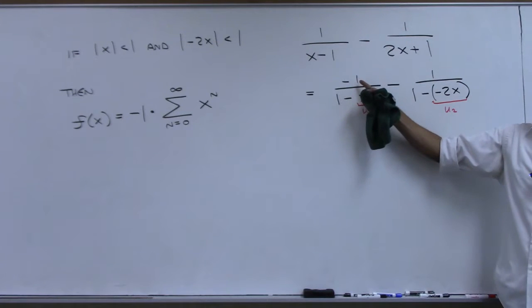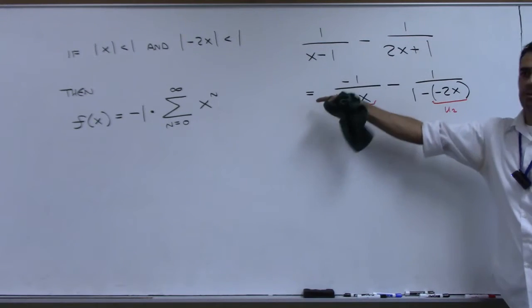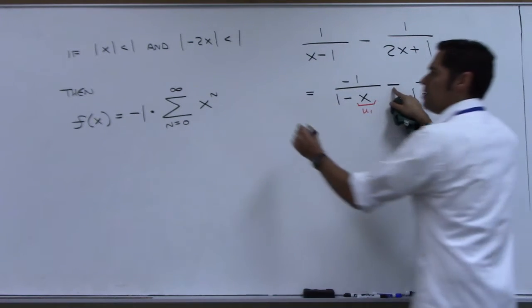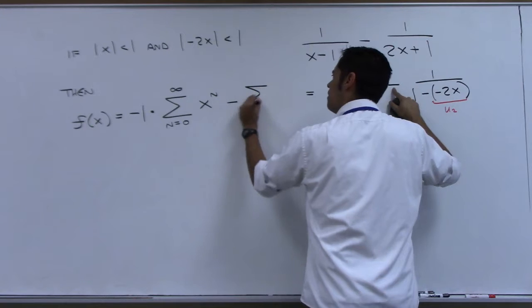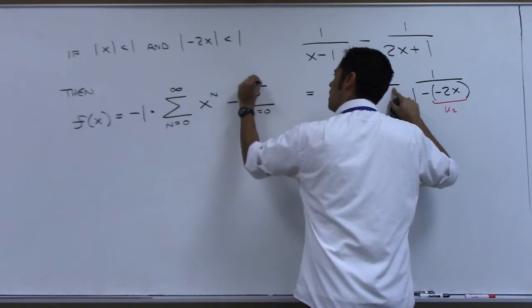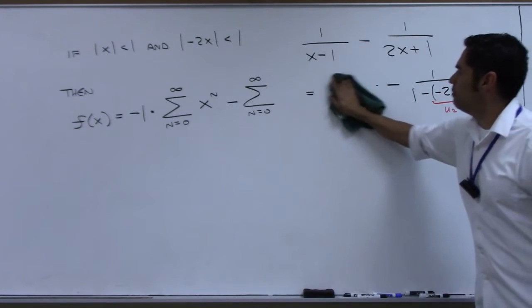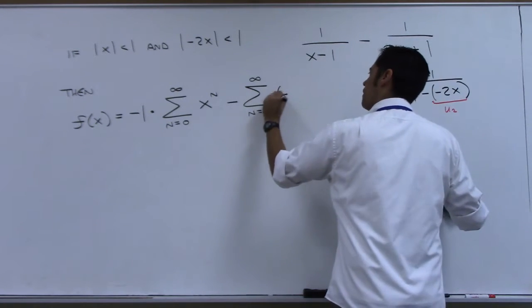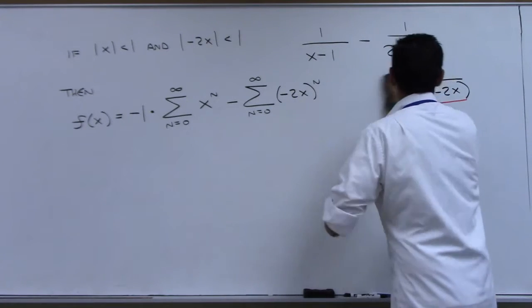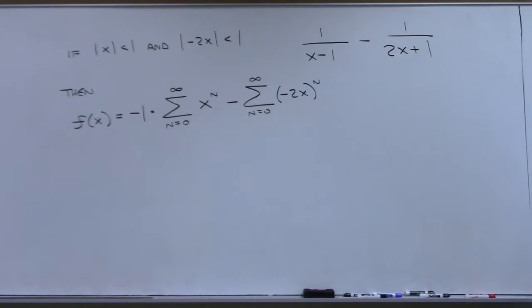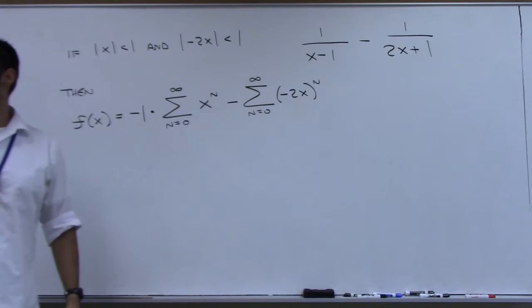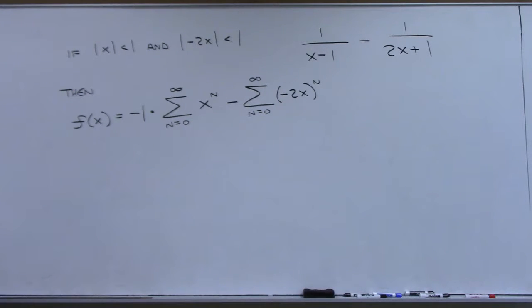Everyone see that negative 1? I didn't want it there, so I just popped it out. Okay, over here, I'll have a minus sign, sum n equals 0 to infinity, and then what goes in there? Negative 2x to the n. Now you might think you're done, but you're not because this is two series, right? We want our answer to be a single power series. So one summation, not two summations.